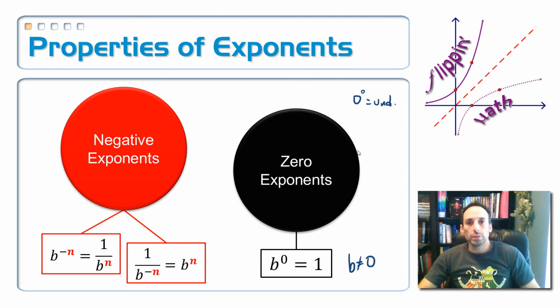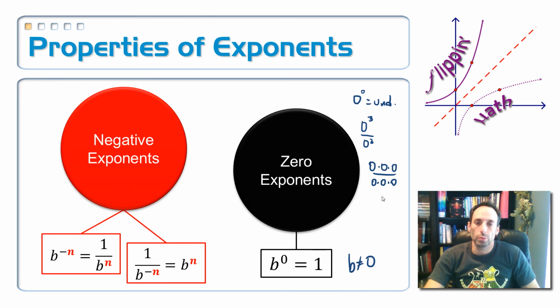Why is it undefined? Well, if I just do another one of those problems like what I did before, how about I take 0 raised to the 3rd power divided by 0 raised to the 3rd power. I'd have 0 times 0 times 0 divided by 0 times 0 times 0. Do you already see a problem? The problem is we'd have to divide by 0 there, which we're not allowed to do, so that is supposed to be undefined.